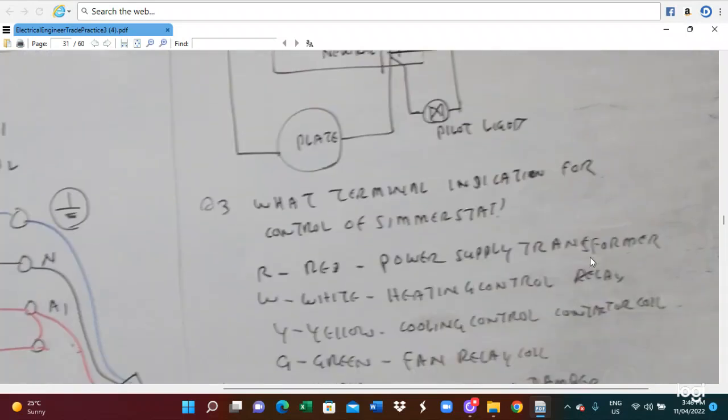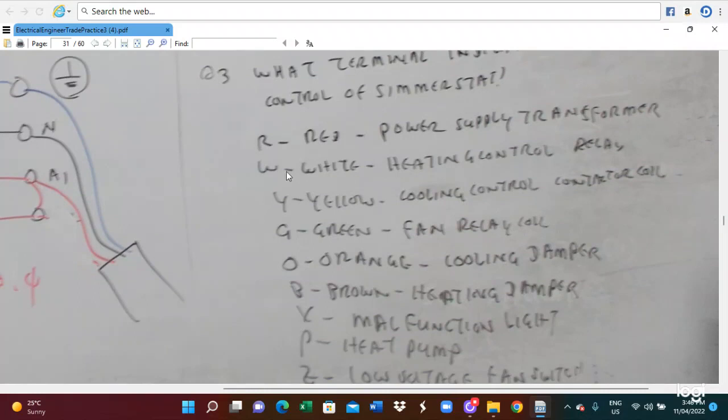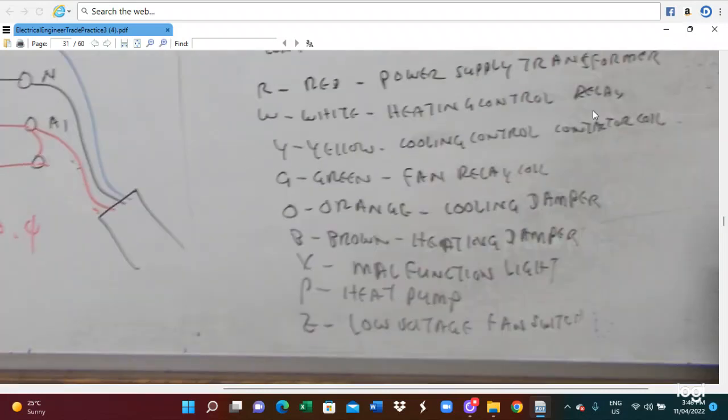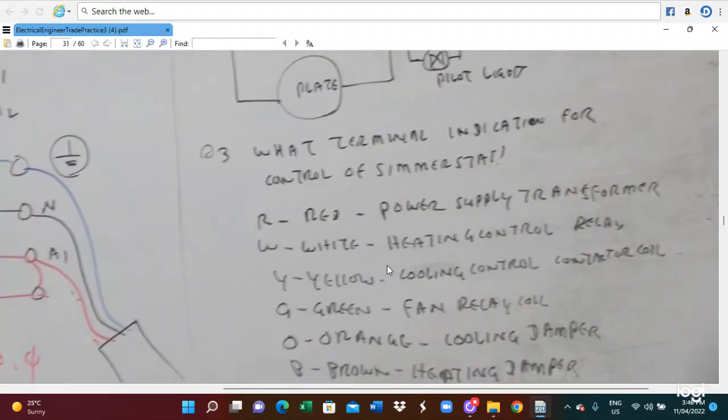Which terminals are indicated for the controls or thermostat? In this case, R is the red power supply transformer. W is white, heating control relay. Y is yellow, cooling control. G is green for the fan relay control. O is orange, cooling damper. B is brown, heating damper. B is a malfunction light. B is a heater, and Z is a low voltage fan switch. So these are the components of the thermostat.